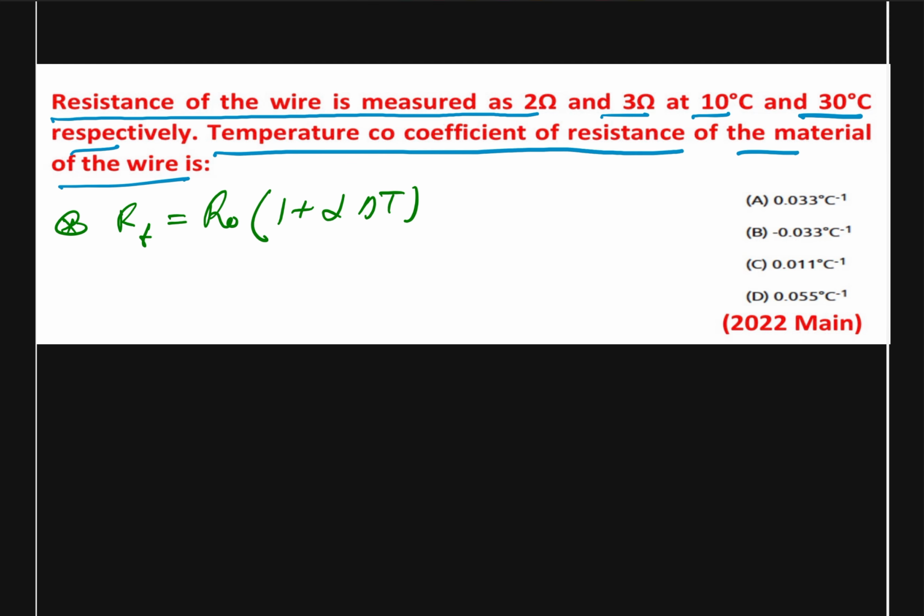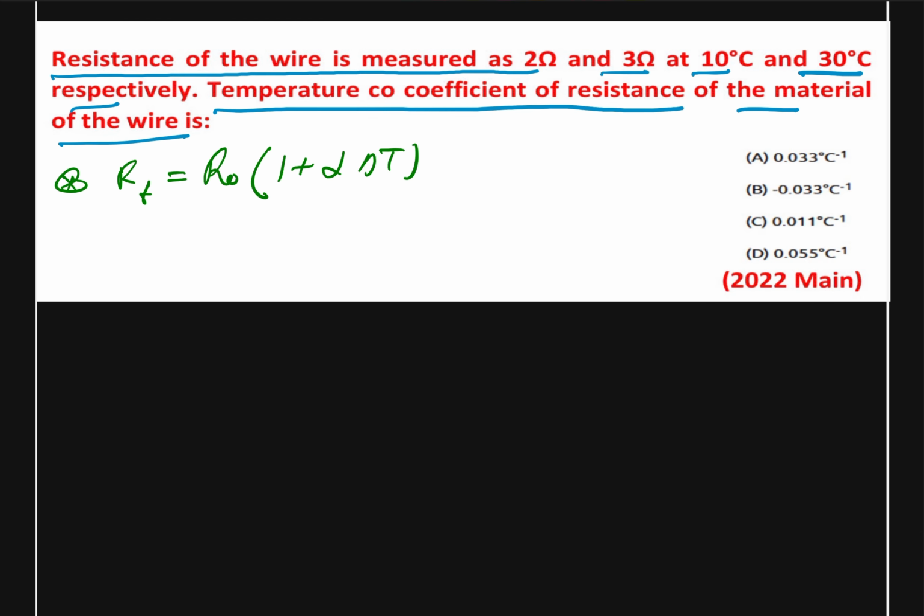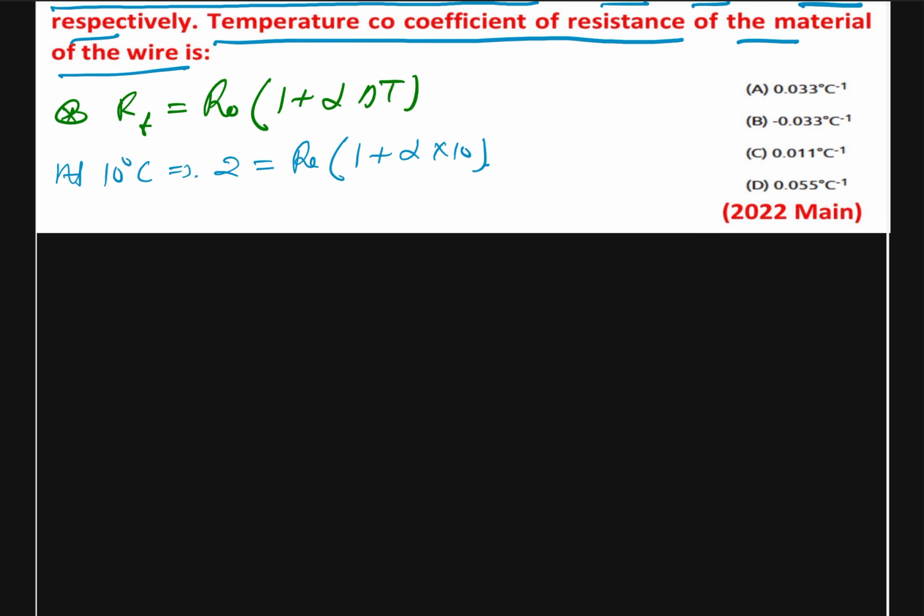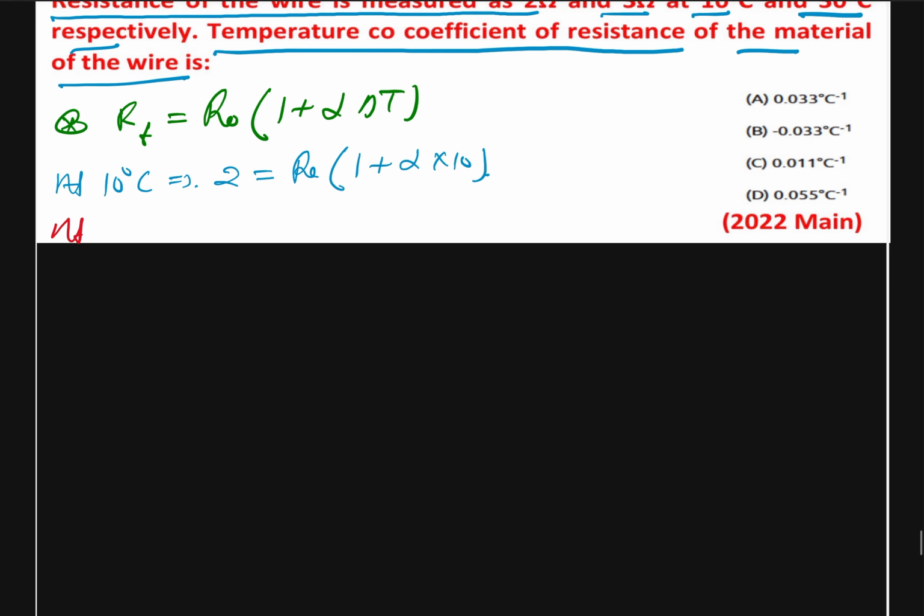We have two values, so we can divide this formula into two parts. First is at 10 degrees centigrade. We can say RT is given as 2, which is equal to R naught times 1 plus alpha, and the temperature is 10 degrees, so this is multiplied by 10. Second, we are having 30 degrees centigrade. This is 3 ohm, which is R naught times 1 plus alpha times 30.